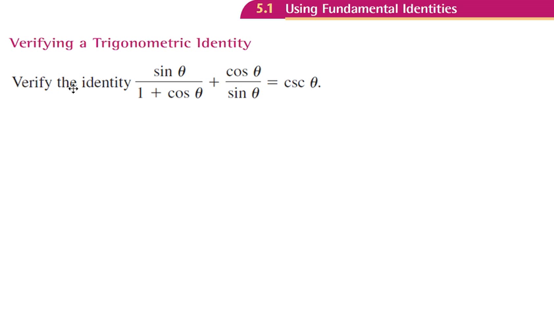And when we verify identities, you only work with one side the entire time until you get the equivalent of the opposite side. So once I start working with the left side, I'm just going to keep going and going and going. And my goal at the very end is to get this entire side to be cosecant of theta. All right? So that's what we want to do here. And let's get cracking here.